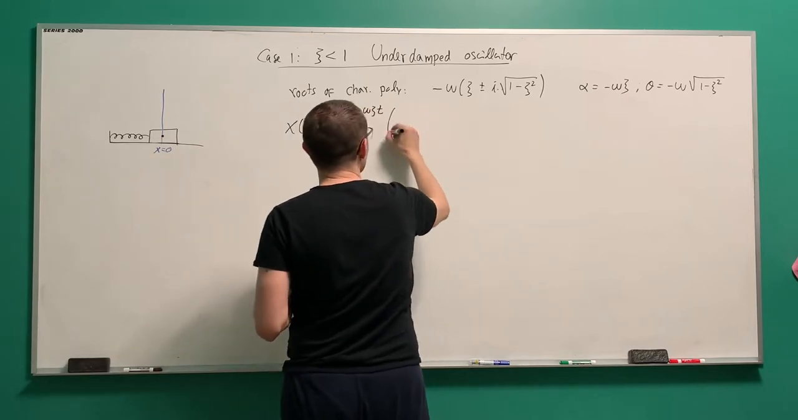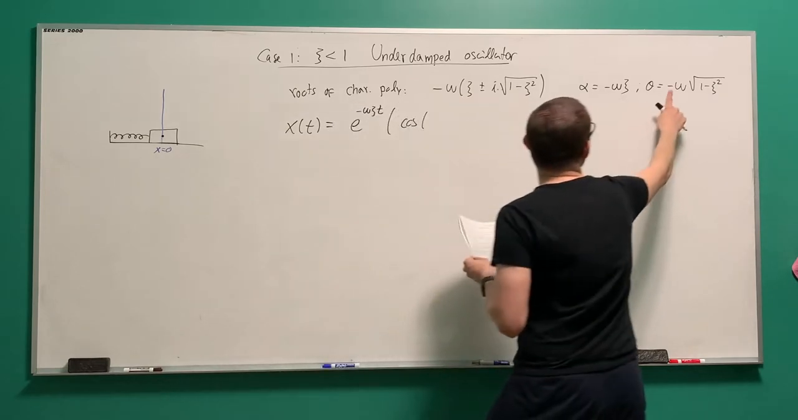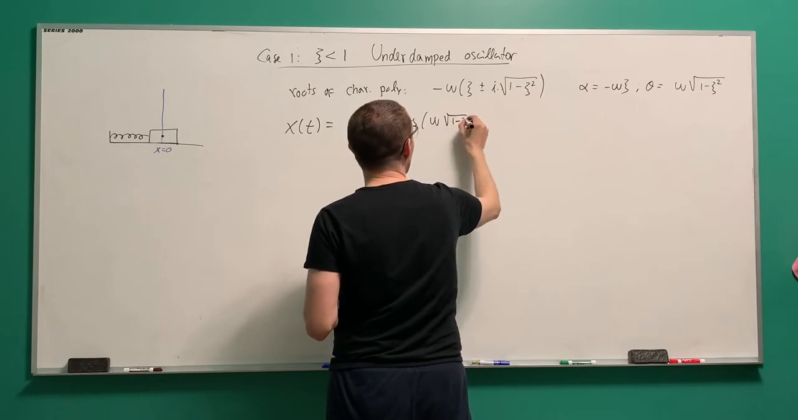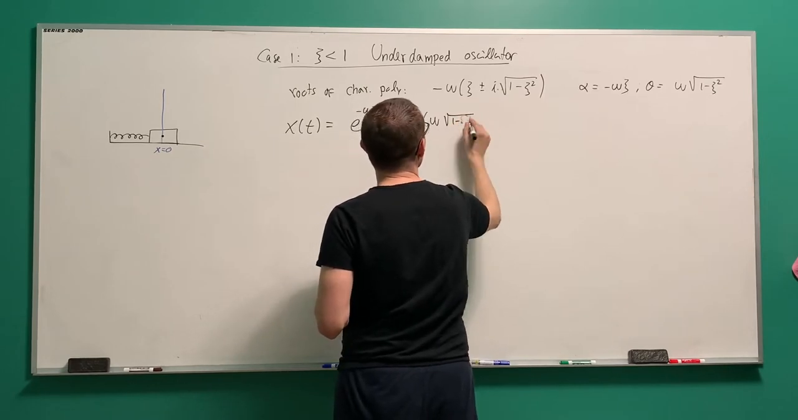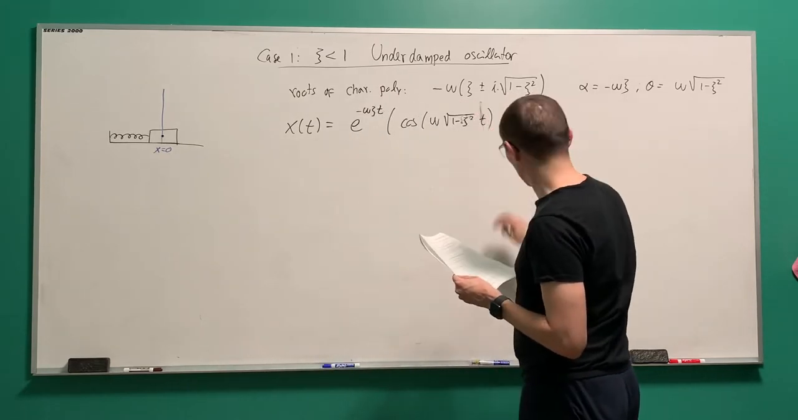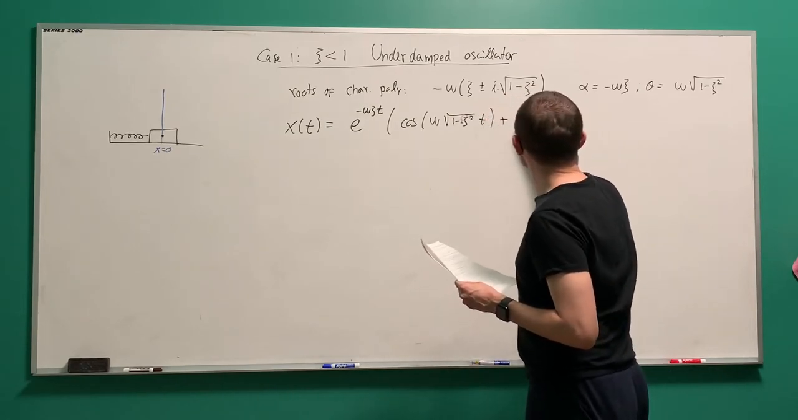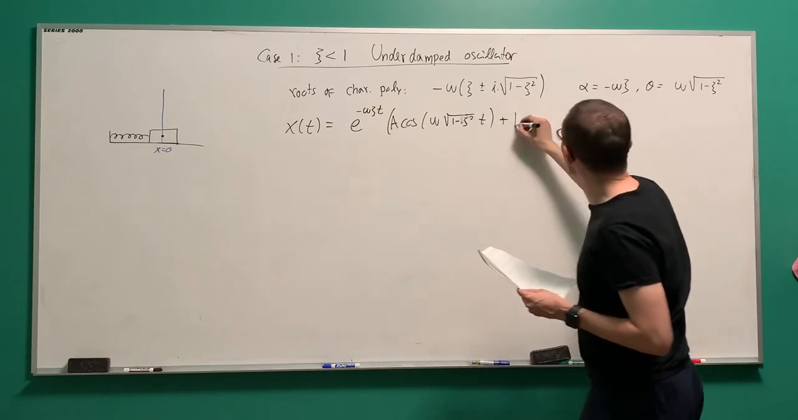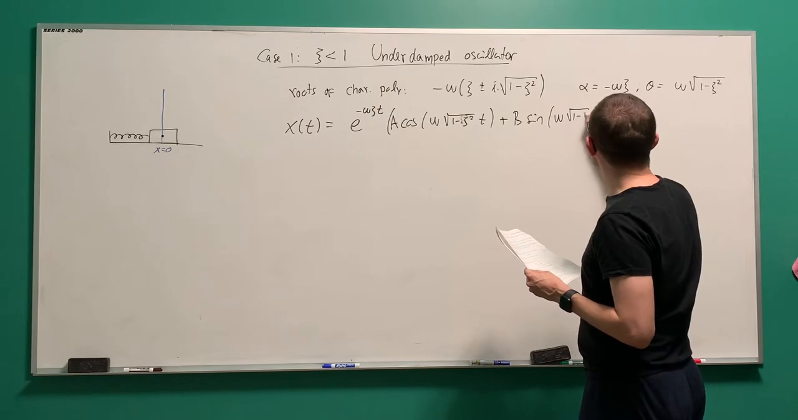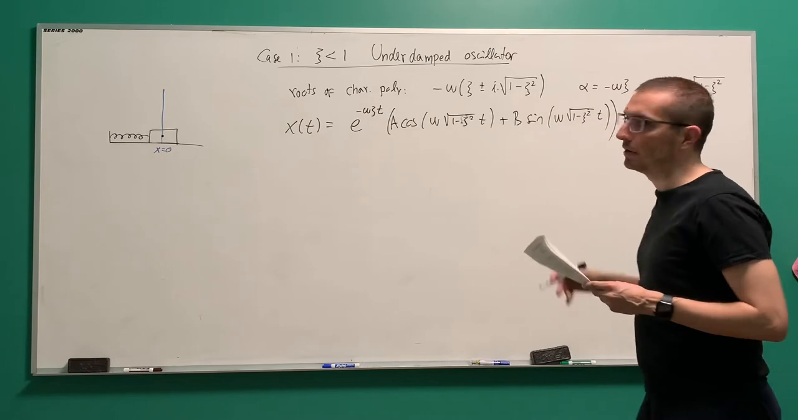And then that multiplies the cosine of omega root of 1 minus psi squared, right? t. Plus this A cosine plus B sine of omega root of 1 minus psi squared t. All right.